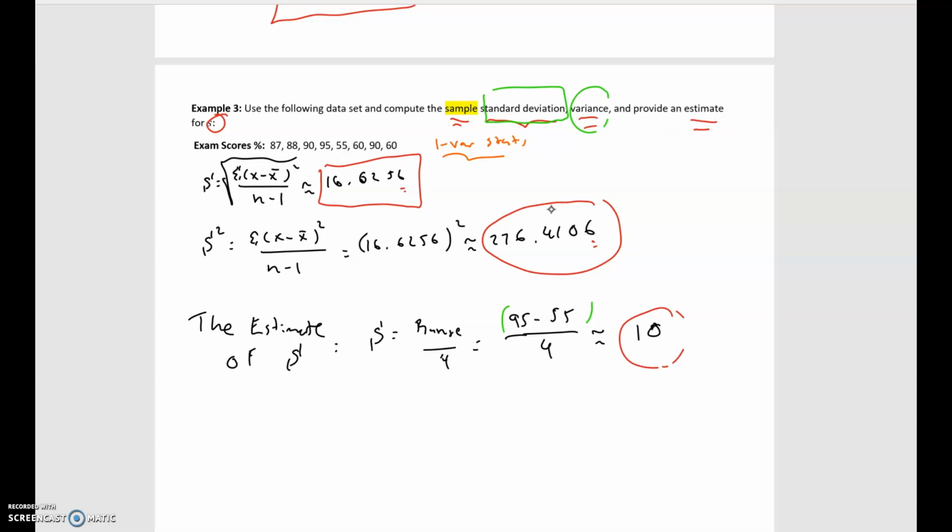Okay, so that is it for example 3. And once again, you only use this estimate formula if they're asking you to estimate it. If not, you go directly to the one variable stats and obtain the proper row.